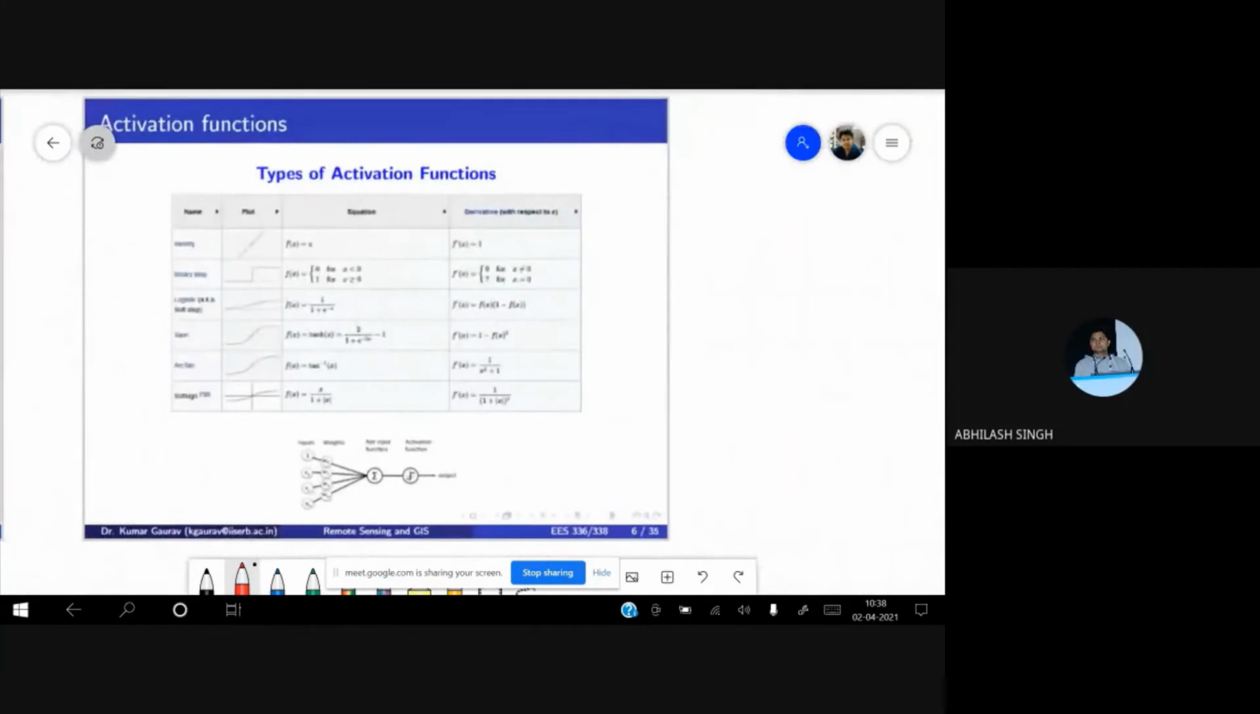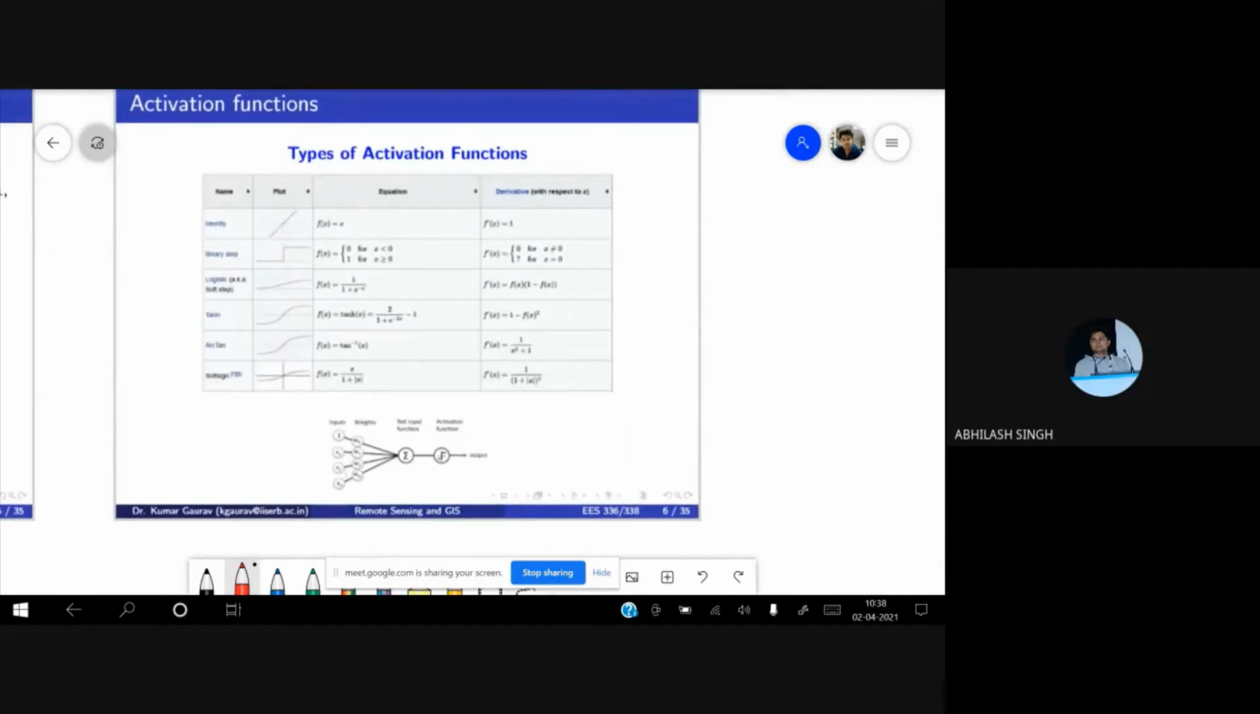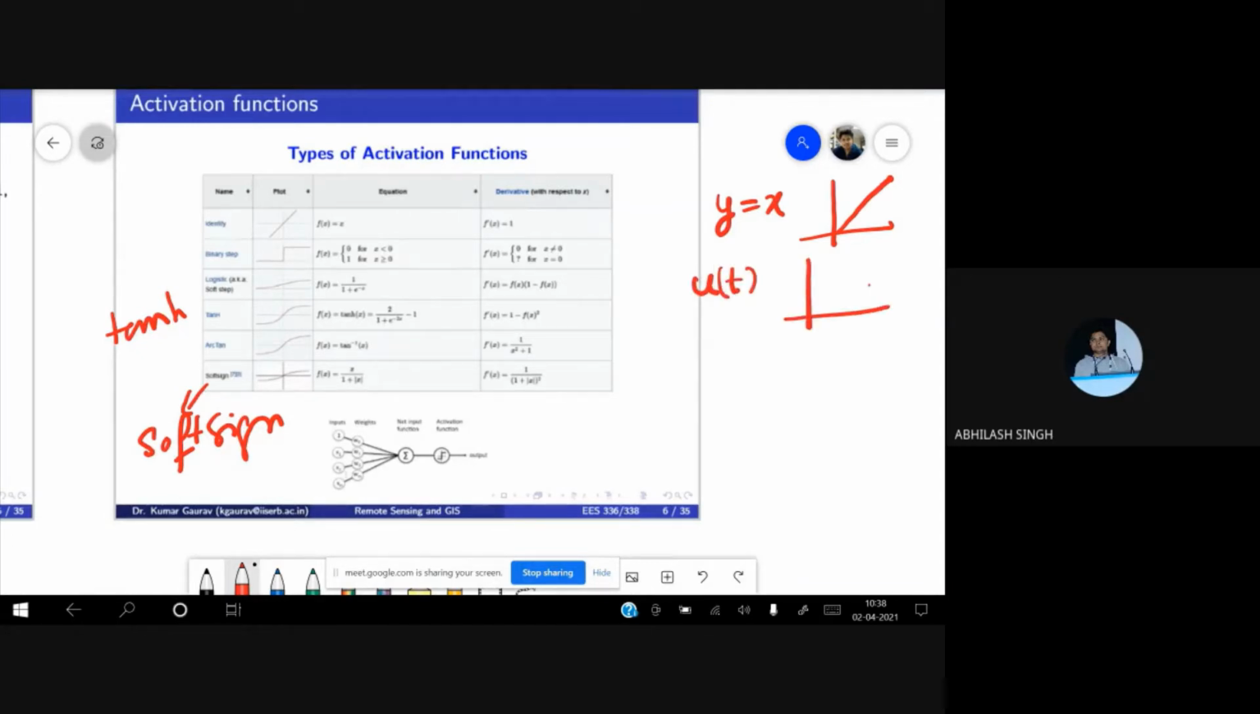There are different types of activation functions. I have taken a screenshot from Wikipedia, and it is a bit unclear, but it is softsign. This is tanh, the hyperbolic tangent, and this is your unit step signal, binary step. This is your linear one: if y equals x, then the plot will be linear. This is your identity. The second one is binary, that is your unit step signal, meaning you have a value 1 for a particular time.